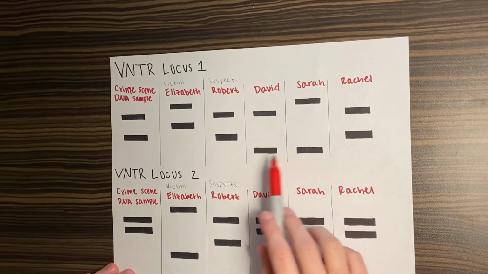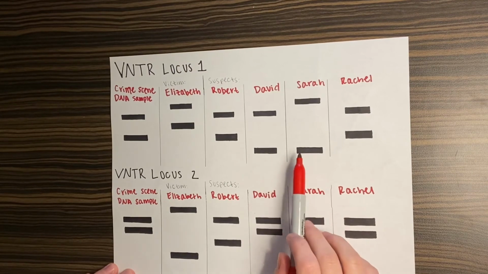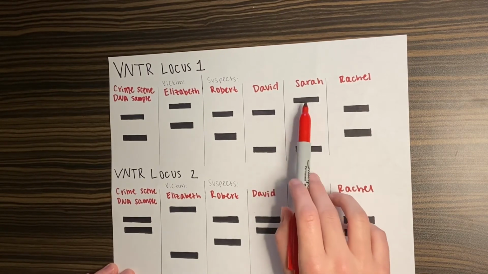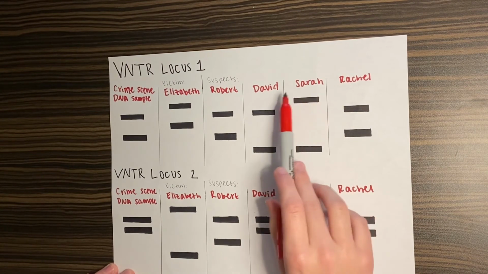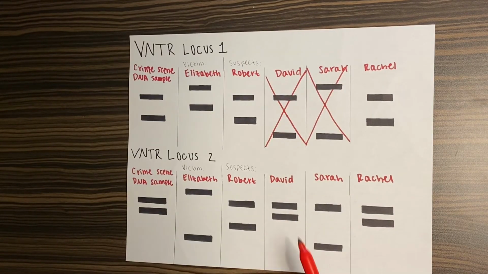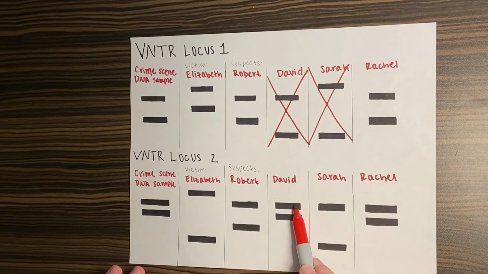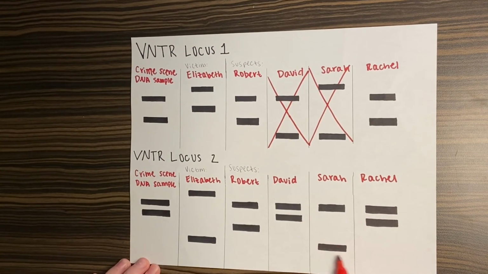Because David is Sarah's father, he has to share at least one allele band with her. For this locus, Sarah and David share the bottom band, which means Sarah must get the top band from her mom. For the second locus, we can see again that David and Sarah share their top band, which means that Sarah got her bottom band from her mother.